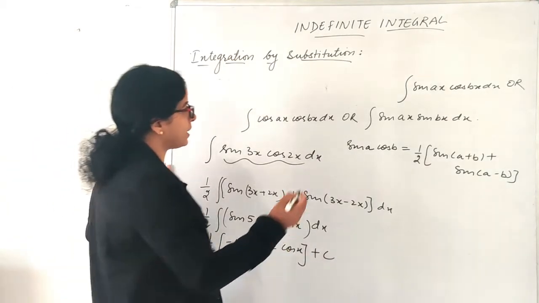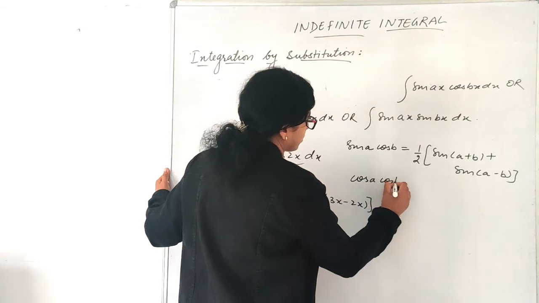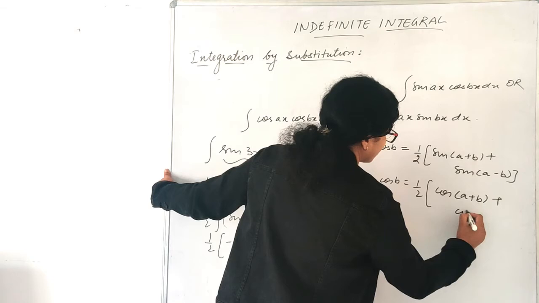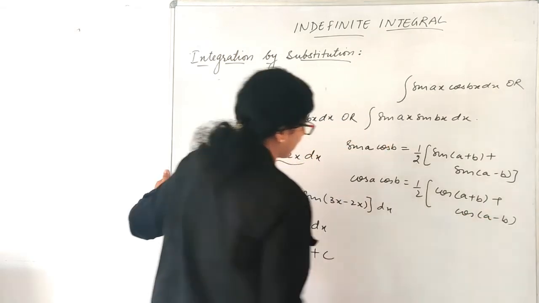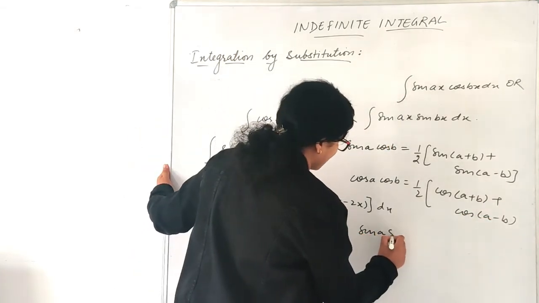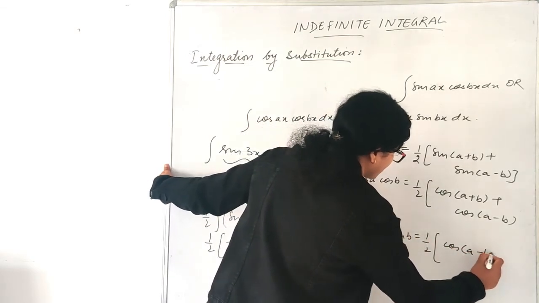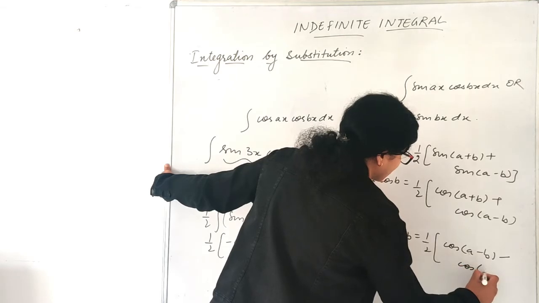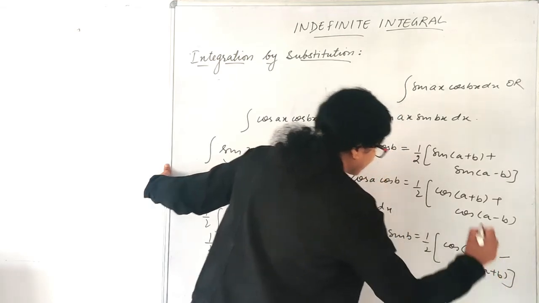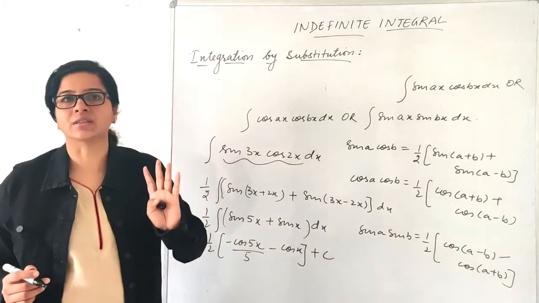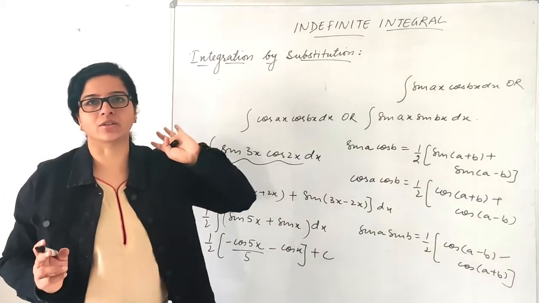Had it been cos A cos B, what could you have written? Half (cos(A plus B) plus cos(A minus B)), right? Had it been sin A sin B, what would you have written? Half (cos(A minus B) minus cos(A plus B)). Is that clear? So if we use these formulas, we can directly get our answers to these types of integrands. Is that clear?